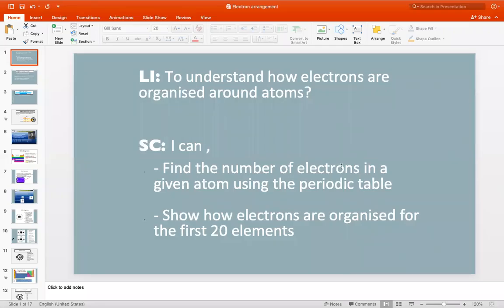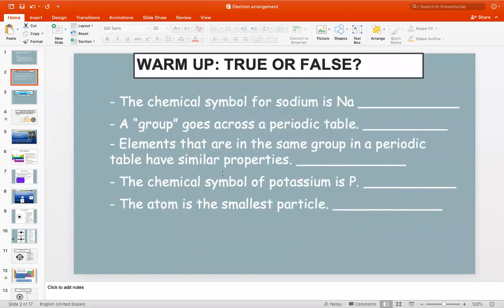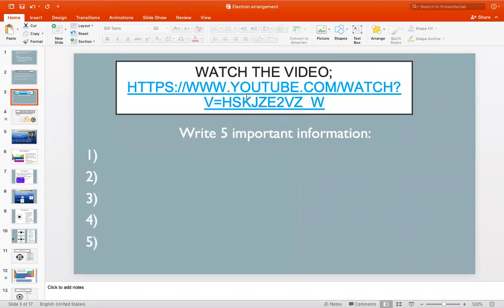Hello everyone. Today we are going to learn about how the electrons are organized around the atoms. By now you should be familiar with the structure of the atom. So do the warm-up true or false by yourself, and then you can watch the YouTube video and write the 5 important points from that video.